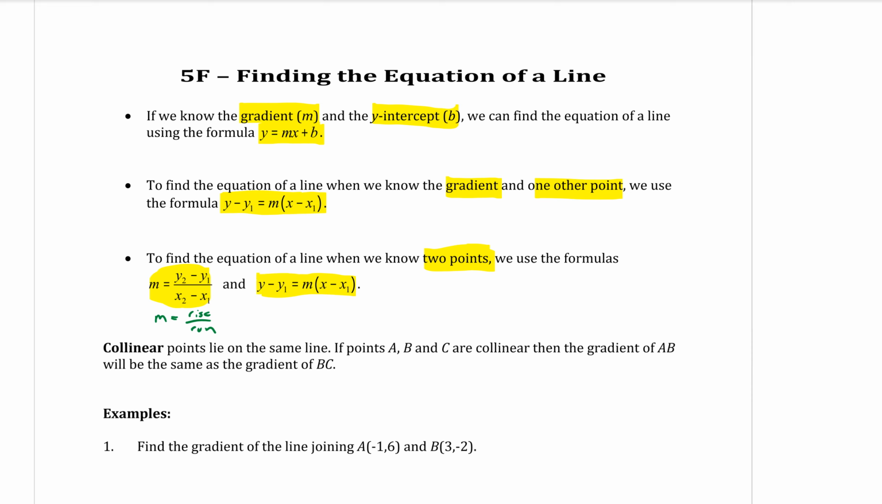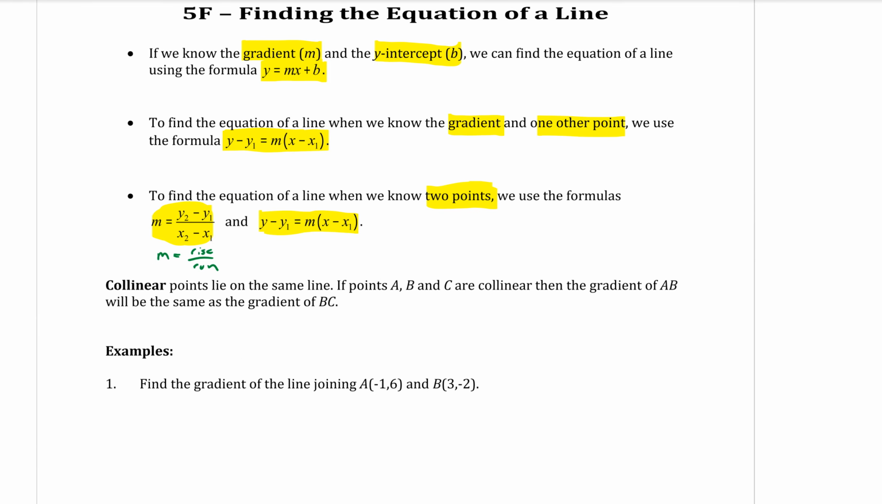If you have 3 points that are all on the same line, we call that collinear. So collinear points are points all on the same line. If A, B, and C are collinear, then the gradient of A and B will be the same as the gradient of B and C. So you might have a line like this, and you might find the gradient between A and B, maybe that's equal to 2, and then you find the gradient between B and C. If that's equal to 2 as well, then those points are all forming a straight line.